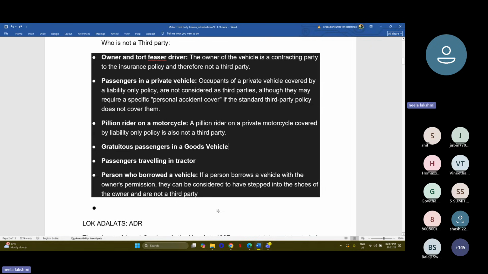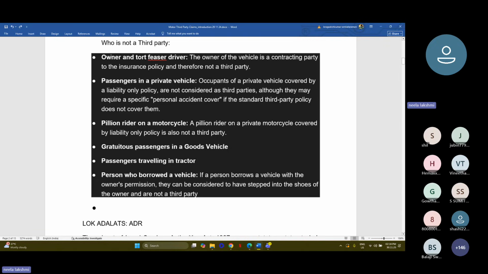Okay. Passengers traveling in a tractor, because tractor is not meant for carrying any passenger, so passengers traveling in a tractor are also not third parties. Last point, persons who borrowed a vehicle. If a person borrows a vehicle with owner's knowledge, we can consider they have stepped into the shoes of the owner and they are not third parties. They can be treated at par with owner and they cannot be treated as a third party.